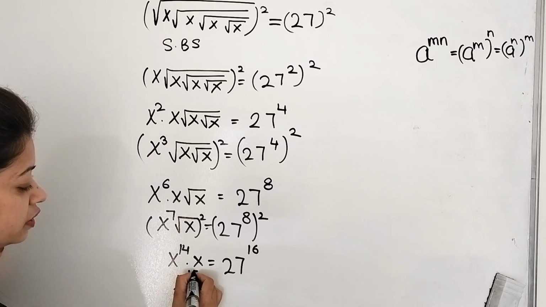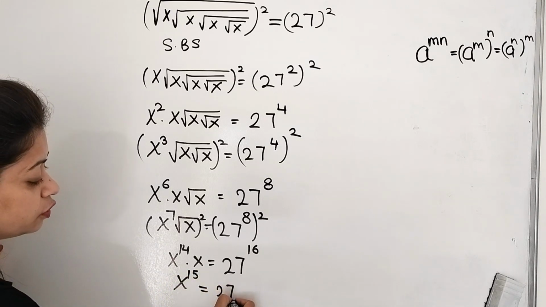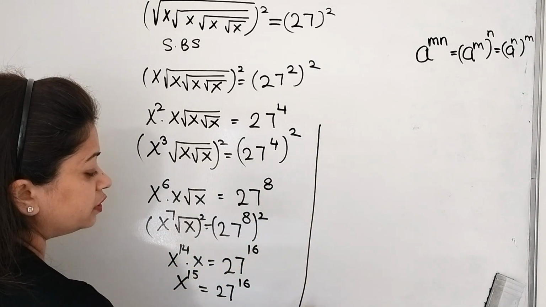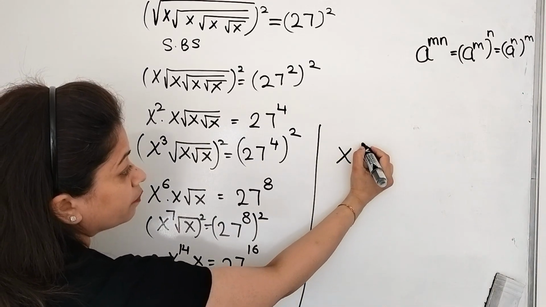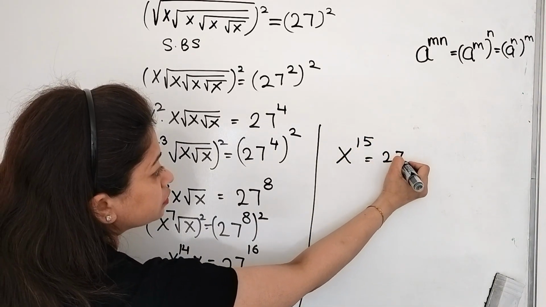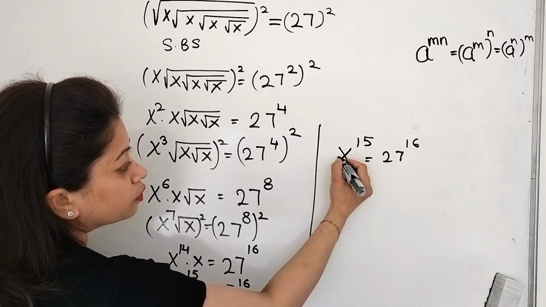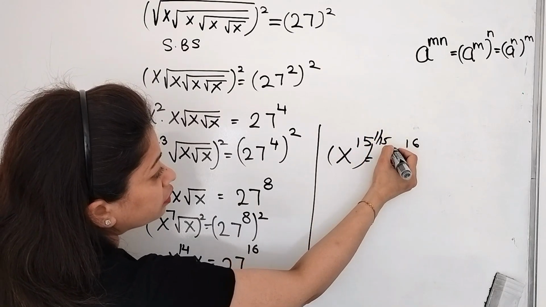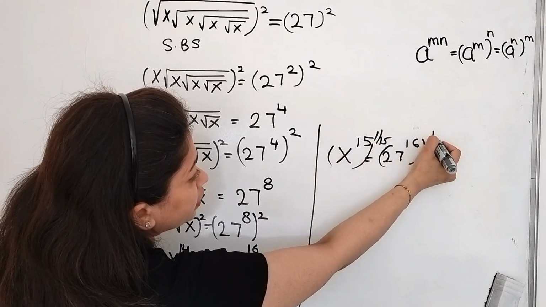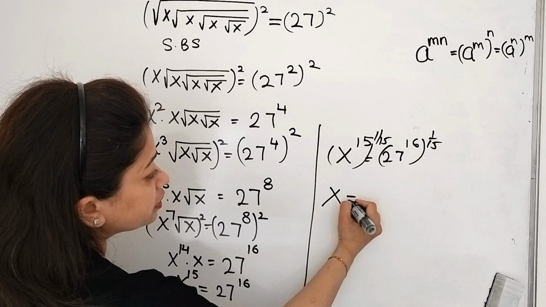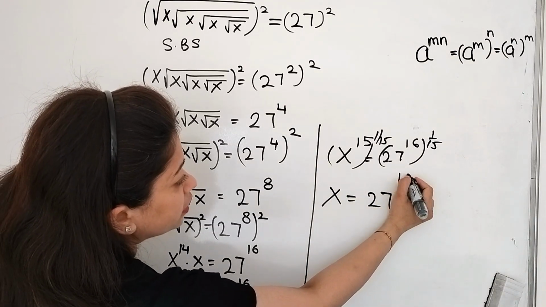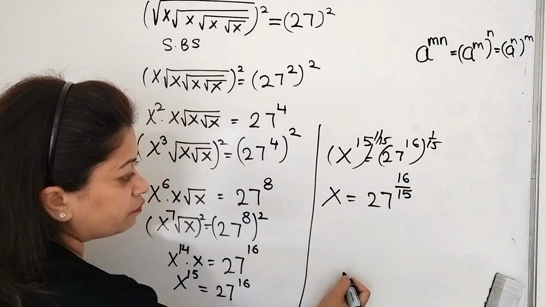Now you get x raised to power 15 is equal to 27 raised to power 16. So we have here this, right? Now what we will do here, x raised to power 15, so it will be x equal to 27 raised to power 16 by 15, right?